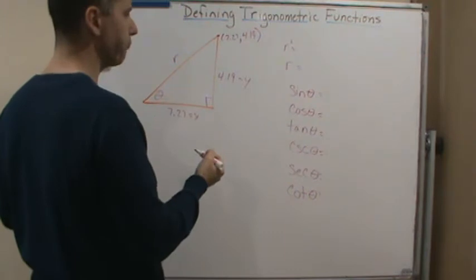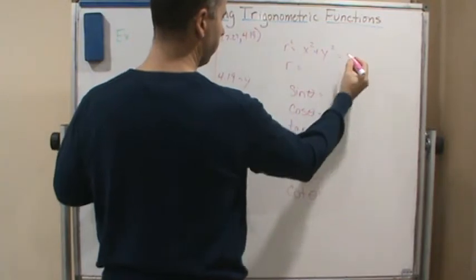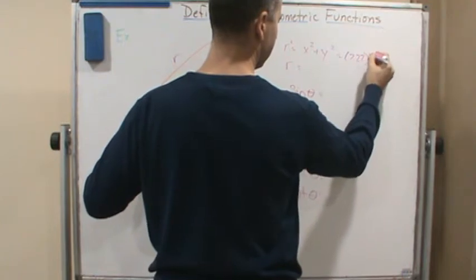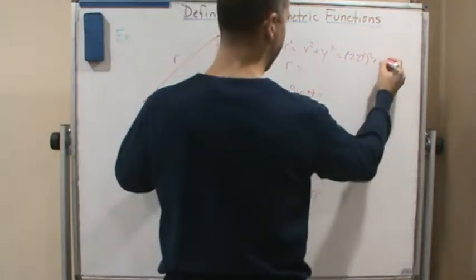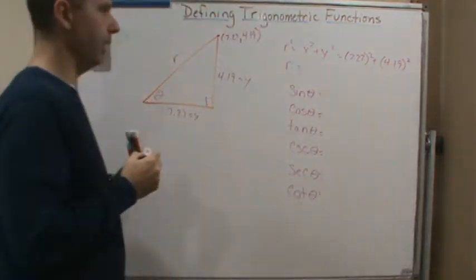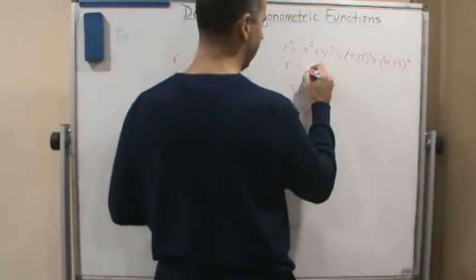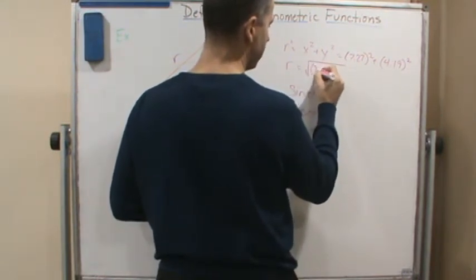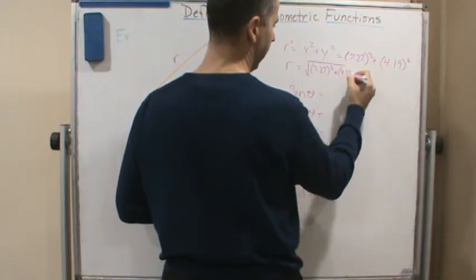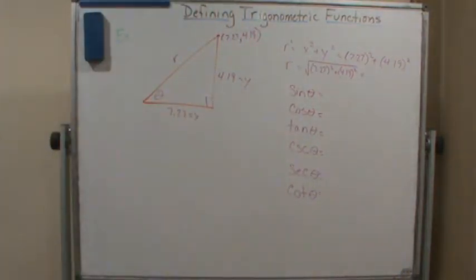So again, I just set it up. R squared equals what? X squared plus y squared, which equals 7.27 squared plus 4.19 squared. Okay? And so when I take the square root of both sides, that's going to be the square root of 7.27 squared plus 4.19 squared. Okay, so now when I stick that in my calculator, what do you get?